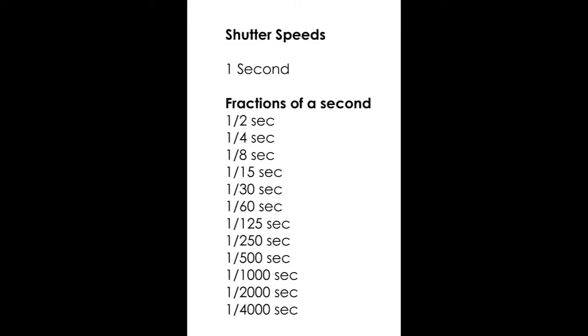As you go down this chart, you'll notice that the actual speed values are doubling up. So 500th of a second is twice as fast as 125th of a second, and 30th of a second lets in twice as much light as 60th of a second. Each of these shutter speeds is sometimes referred to as a stop. So going up a stop might mean changing the shutter speed from 250th of a second to 125th of a second to let more light in.